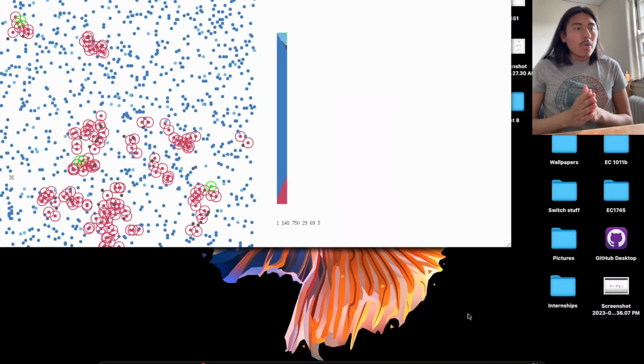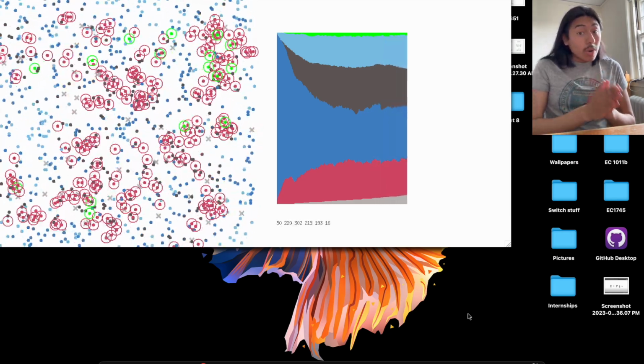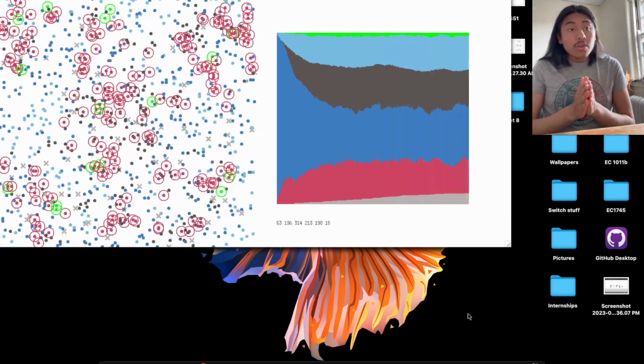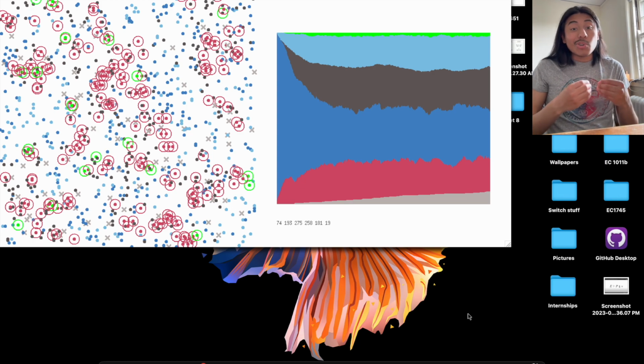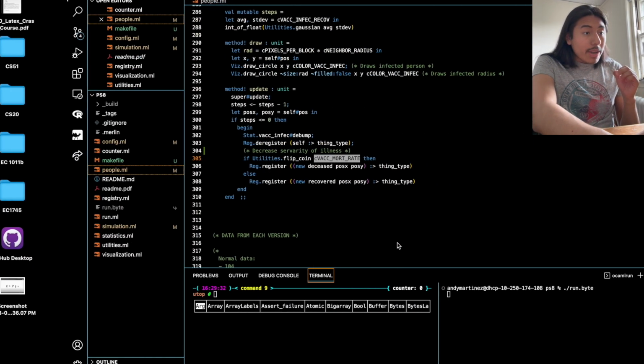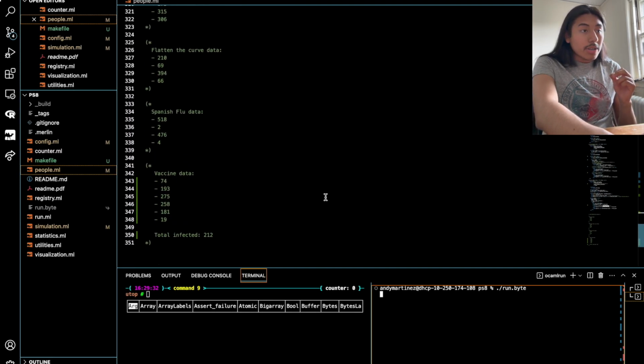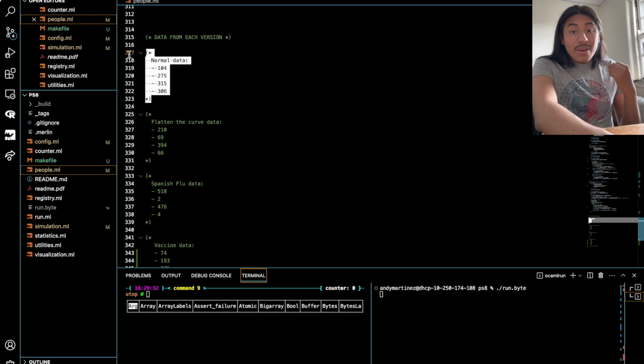So let me run this program and you'll see, again, to remind you, light blue is people that have been vaccinated but don't have the disease. The green color is people that were vaccinated and still contracted the disease. And you can see the data right here. And I've amalgamated all of it down here. The main thing you want to compare it to is the normal data, the one without any extensions.